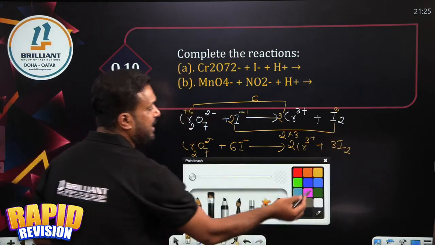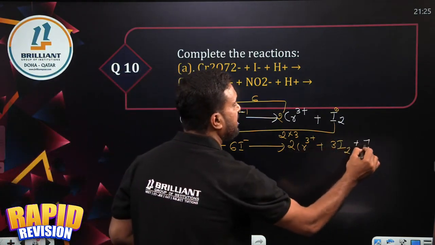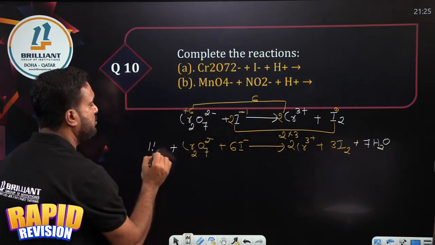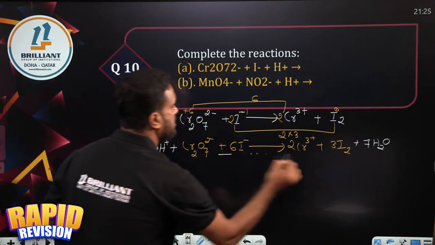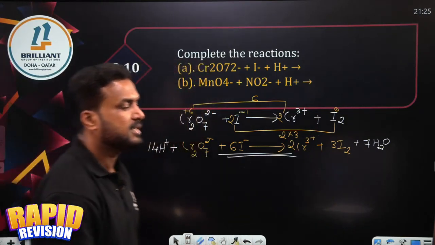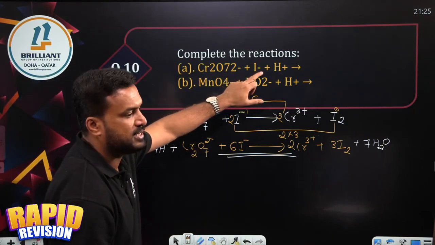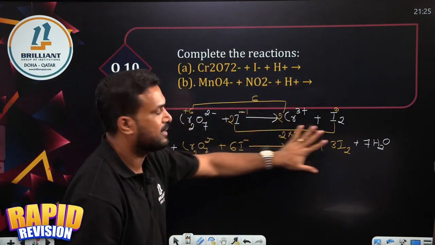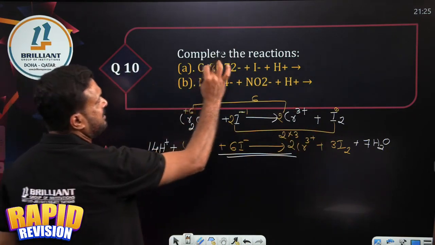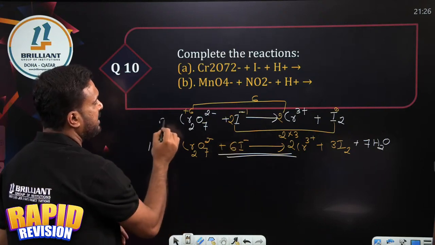After that, you know how to balance oxygen. 7 oxygen means no oxygen over here, so I will add 7 H2O. 7 H2O means 7 into 2, 14 hydrogen, so I should add 14 H+. This is the balanced equation which shows the oxidation property of dichromate ion. So Cr2O7 2- will oxidize I- to I2. That is the complete balanced equation. It's important, this type of complete the reaction question they can ask. So this is the answer for A.